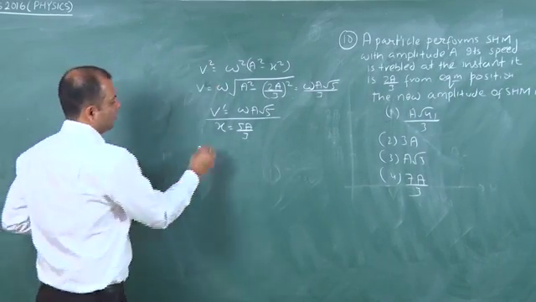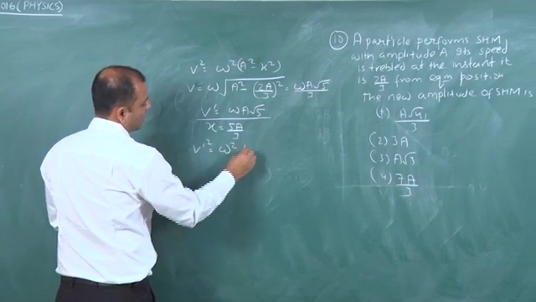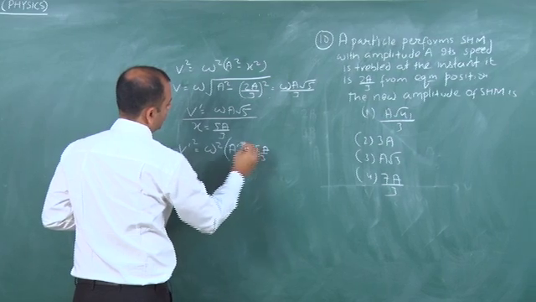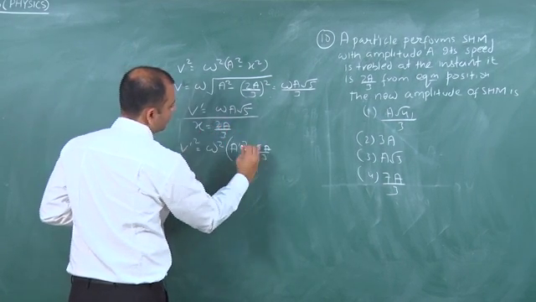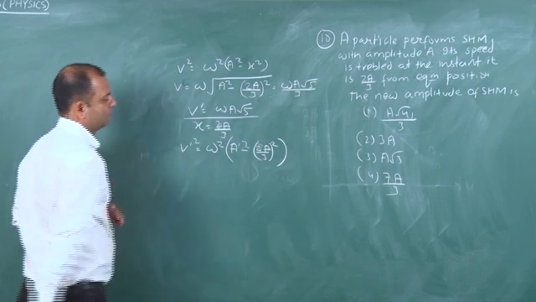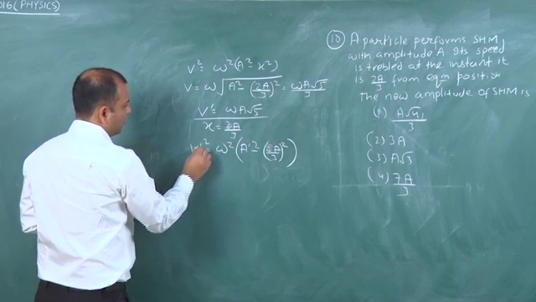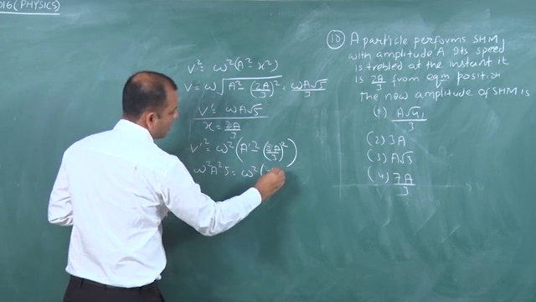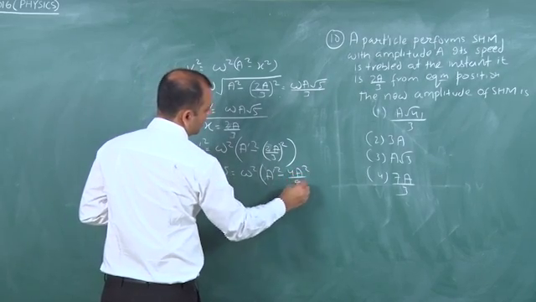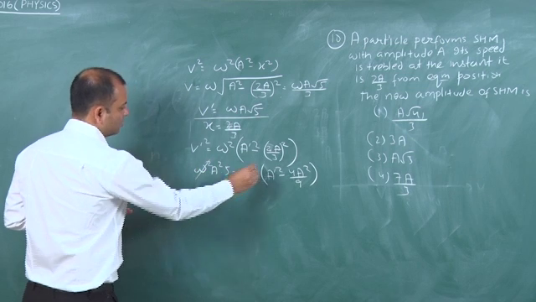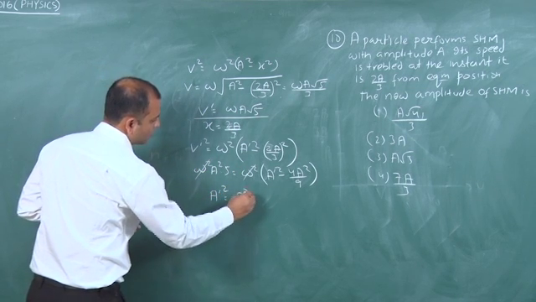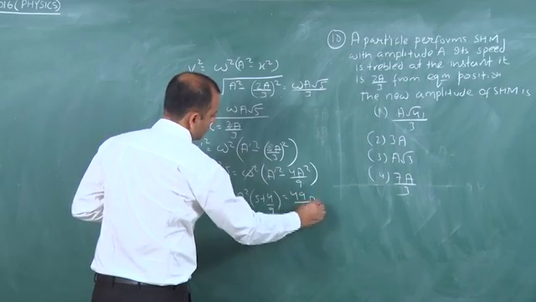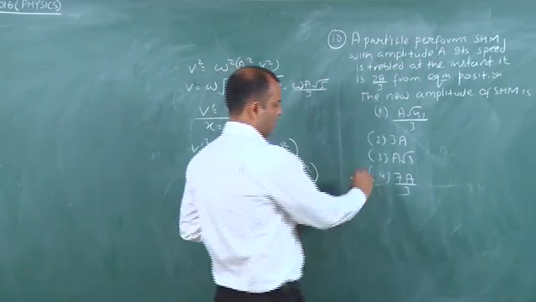Well, we will use the same formula again. V prime square equal to omega square into a prime square, where a prime is the new amplitude, minus x square, which is 2a by 3 whole square. Put values. V prime square is omega square a square into 5 equal to omega square into a prime square minus 4a square divided by 9. So, omega square simply cancels out, and you have a prime square is equal to a square into 5 plus 4 divided by 9, that is equal to 49 by 9 a square. So, of course, a prime is equal to 7 by 3 a. Option 4 is the correct answer.